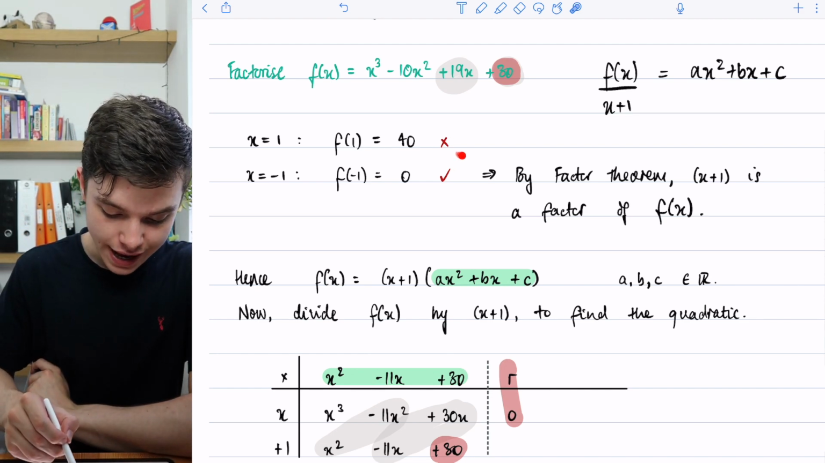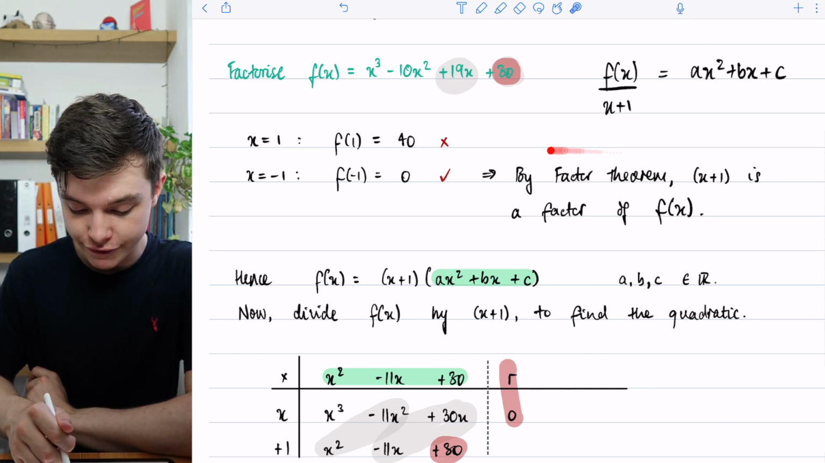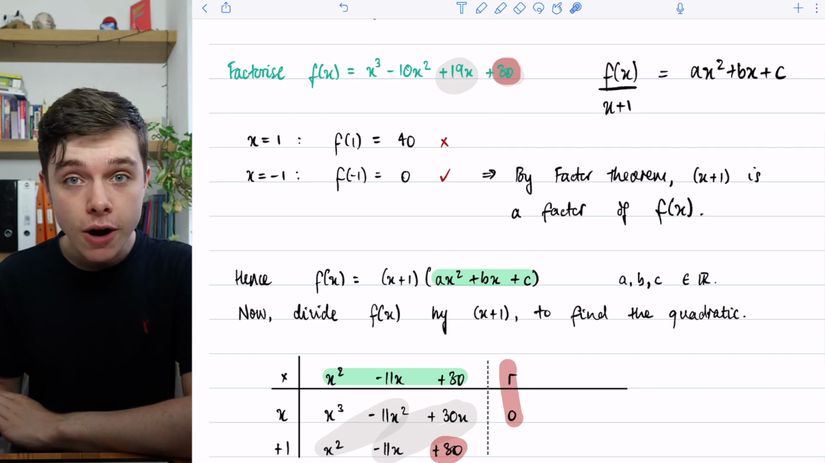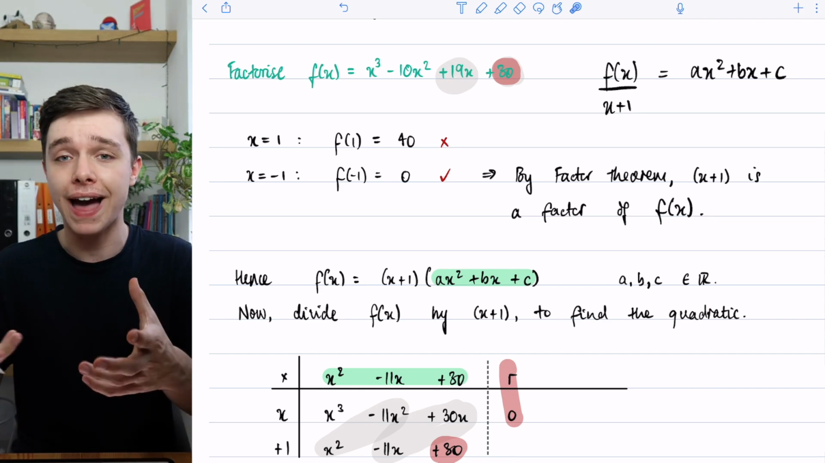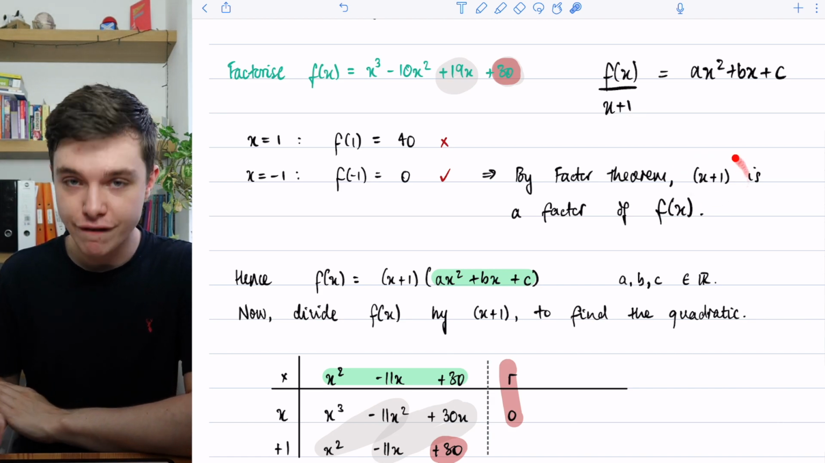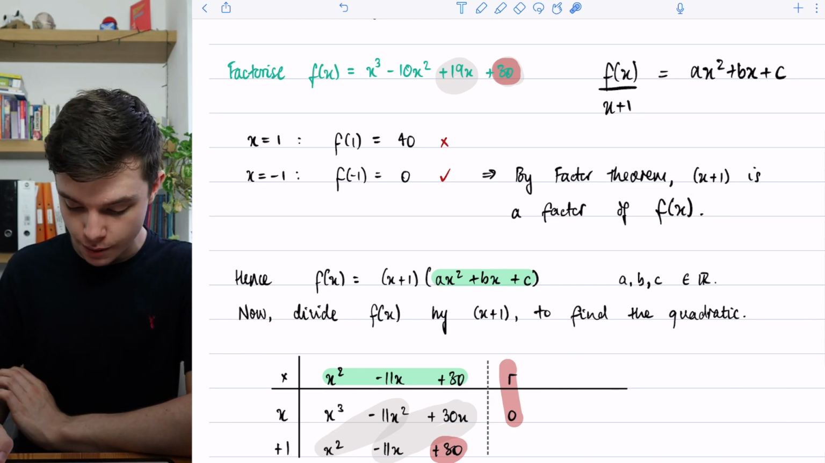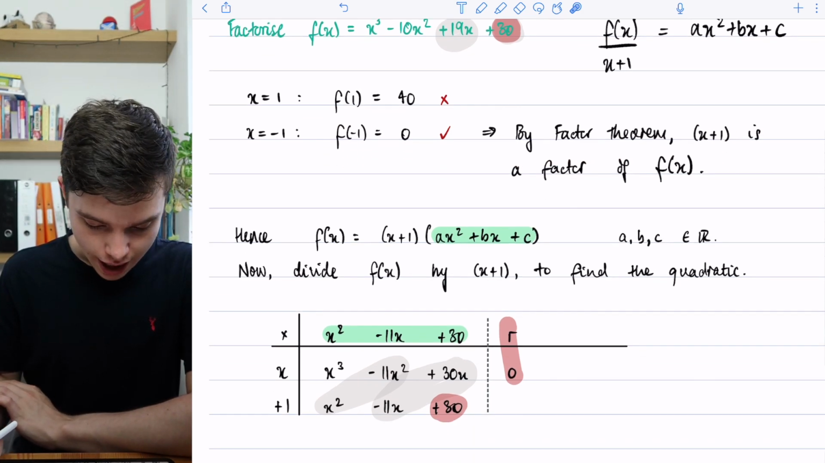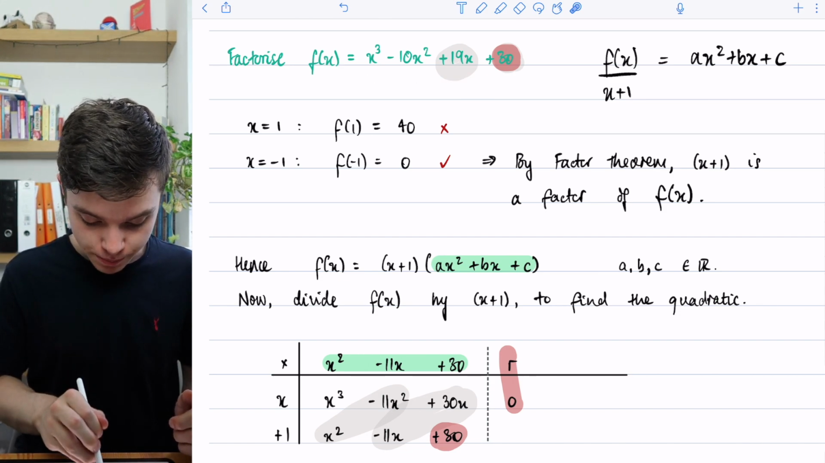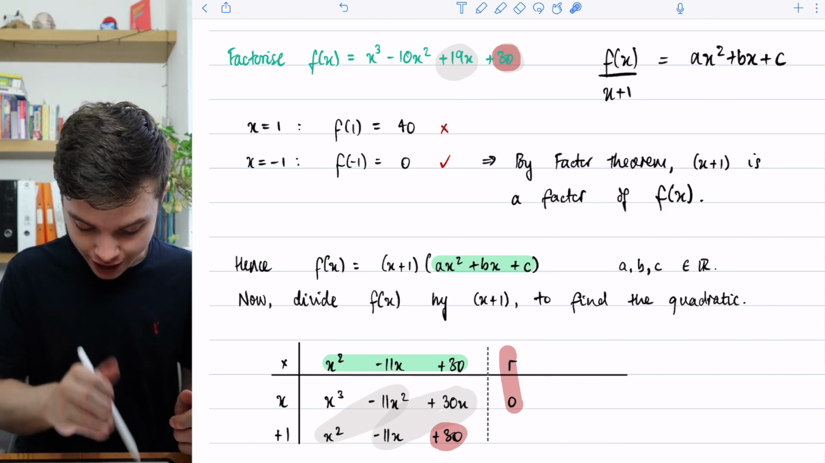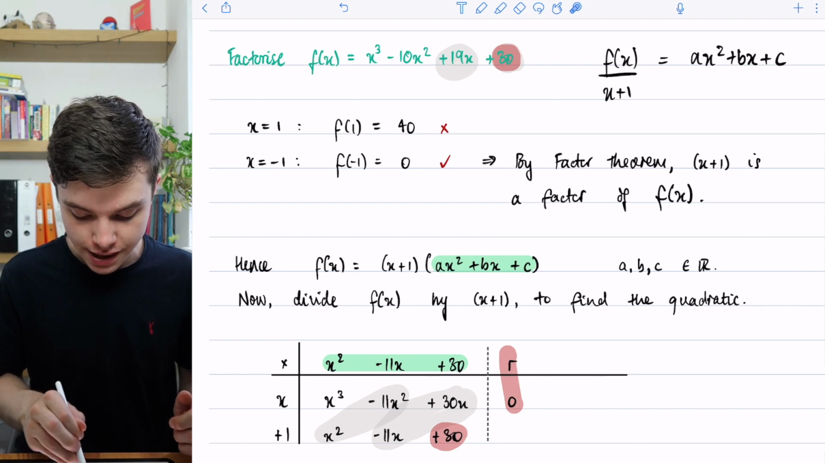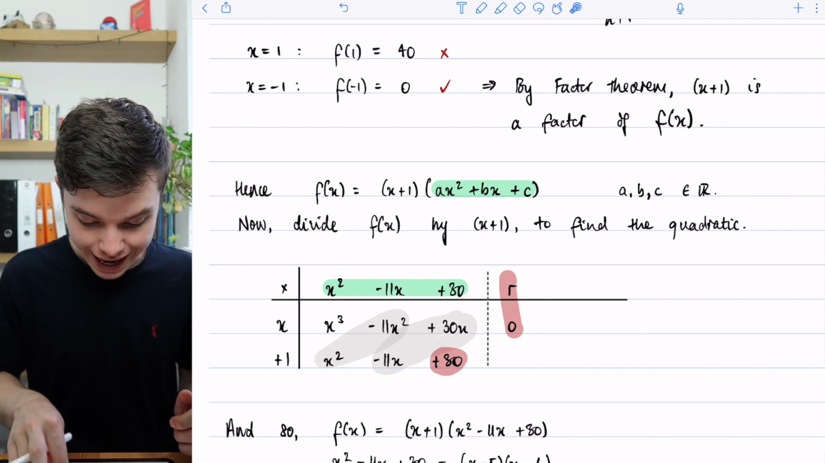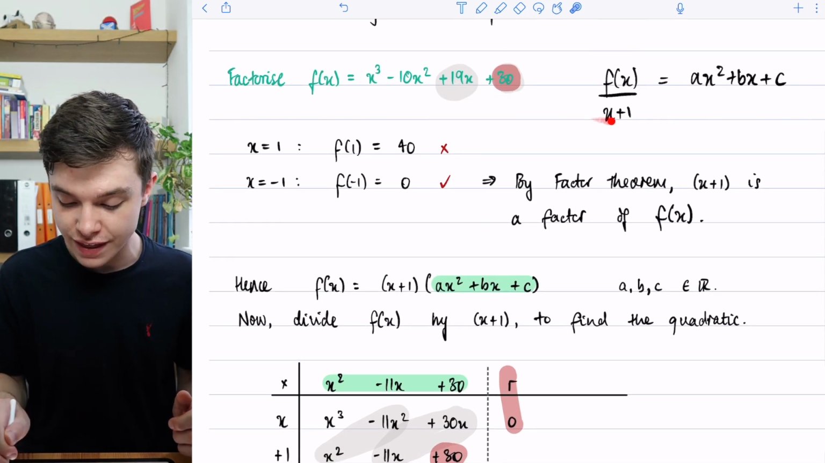You basically need to find a value if you're not given a factor already. You need to find a value that makes the cubic 0, then work out from that what your factor will be. Your linear factor will be x with the opposite sign, so x plus 1. Minus 1 made it 0, so our factor is x plus 1. And then if it's a cubic that you're dealing with, you can multiply it by a quadratic to get that cubic, but you don't know what the constants are here. So then we need to divide x plus 1 into our f of x to get this quadratic.